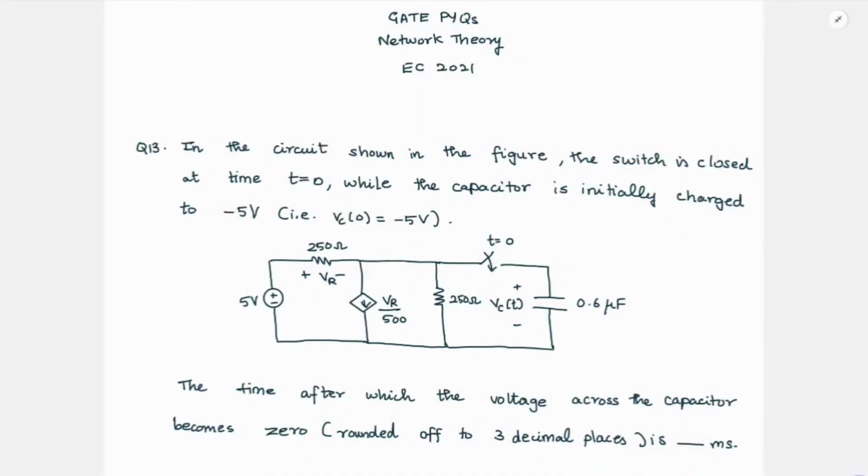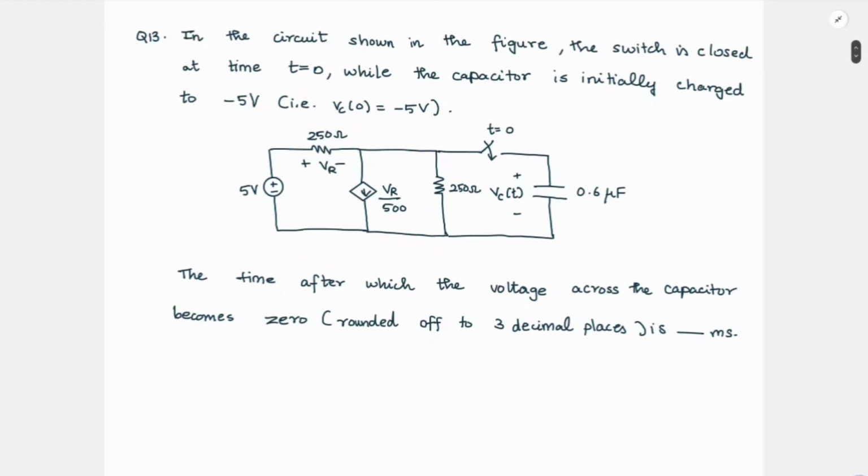Hello guys, so here is another question based on network theory from GATE EC 2021. So in the circuit shown in the figure, the switch is closed at time t equal to 0 while the capacitor is initially charged to minus 5 volt. That is Vc of 0 is equal to minus 5 volt.